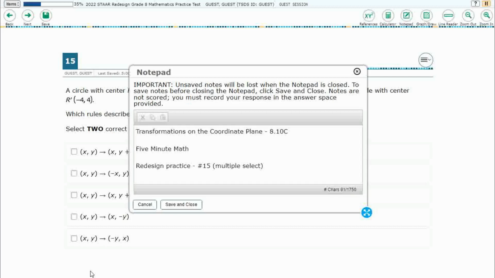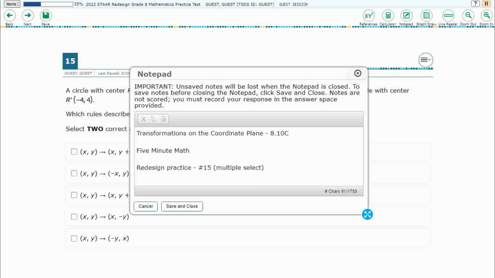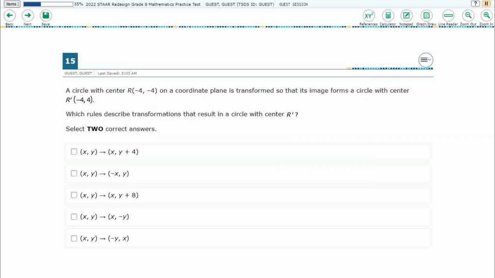Today we are looking at the 8th grade concept of transformations on the coordinate plane. This is standard 8.10c in the great state of Texas, and we are using item number 15, which is a new item type called multiple select off the redesign practice online STAAR test. If you haven't done so already, please take a moment to pause the video, work this problem out on your own, unpause it, and we will look at our answers together.